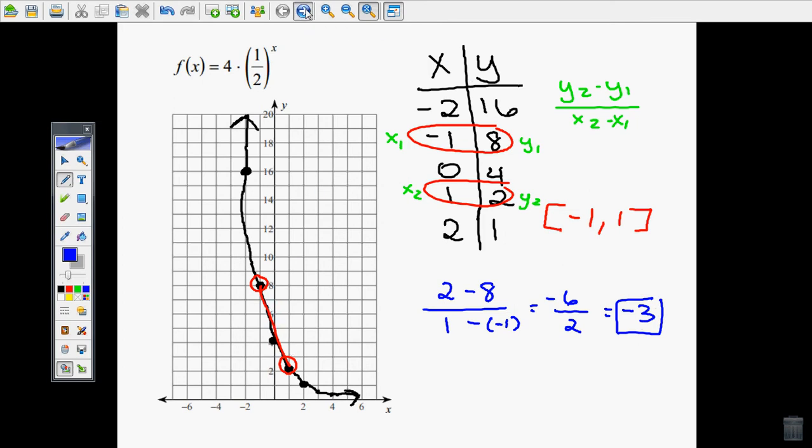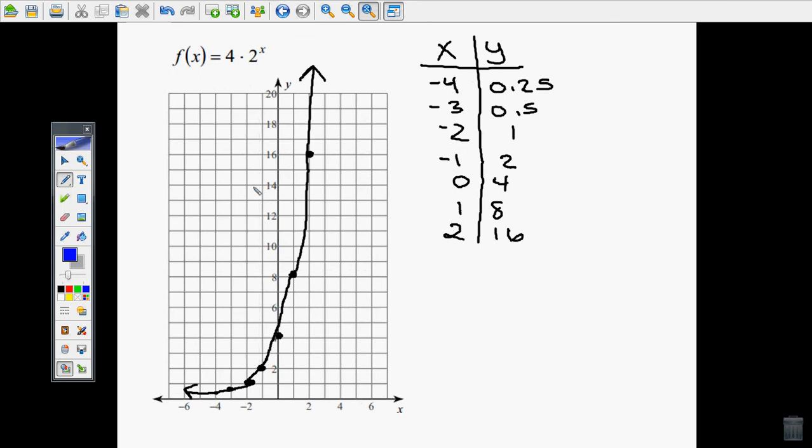All right, let's do another one. We're going to use this function, 4 times 2 to the power of x. And so as you can see, it's a growth equation. And I'm going to find the average rate of change over the interval of 0 to 2, meaning when x is 0 to when x is 2. So we're going to find the average rate of change over this interval right here. So we're going to use these 2 points right here when x is 0 and when x is 2. That's what that interval notation means.